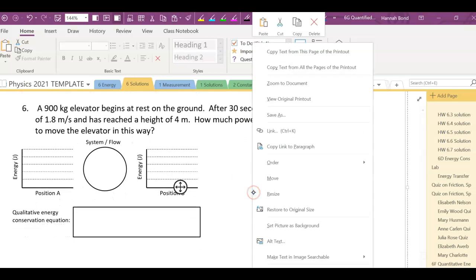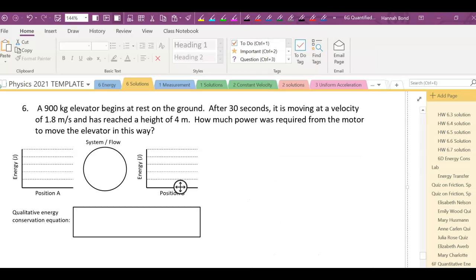Let's do one more here. So in number 6, we have an elevator. It begins at rest on the ground. So at rest, and the height is 0. And after 30 seconds, the velocity is 1.8 meters per second, and the height is 4 meters. So it had no gravitational potential energy at the beginning, no kinetic energy at the beginning, because it's on the ground, it's at rest. But at position B, there's both. We have some gravitational potential energy, we also have kinetic energy.